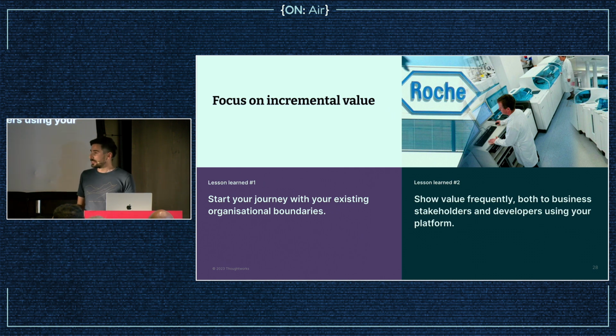So one of the principles is around the self-service data platform, right? That platform is for the developers and for the people interacting with the data. So involve them early, show the value so they get onboarded into the platform and they start using it.